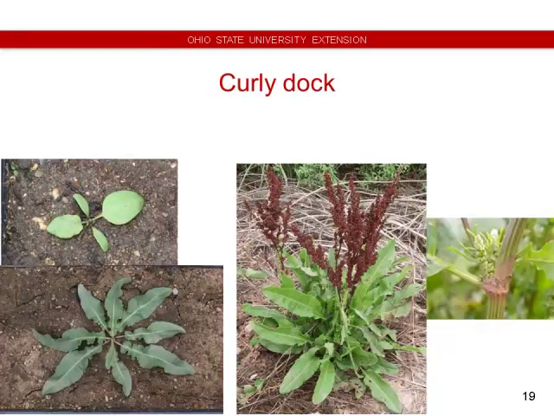Curly dock is a simple perennial, so it starts out as a rosette and then produces a stem. Anything in the smartweed family has this little papery structure called an ochrea. You can see curly dock has a very large ochrea. And it'll come up from a seed and then persist for several years. You can recognize it because of the wavy leaf margin on the leaves.